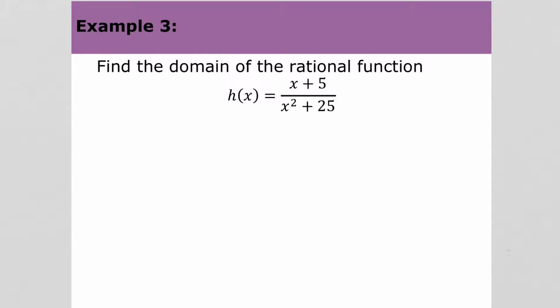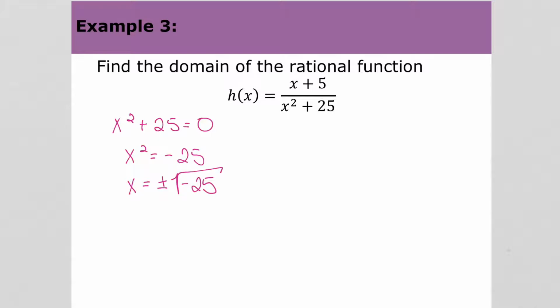And then this one, we can't factor on the bottom here. So nothing's going to cancel. And if we set the bottom equal to 0, we get x squared equals negative 25. So to solve this for x, to take the square root of both sides, then we will be taking the square root of a negative.